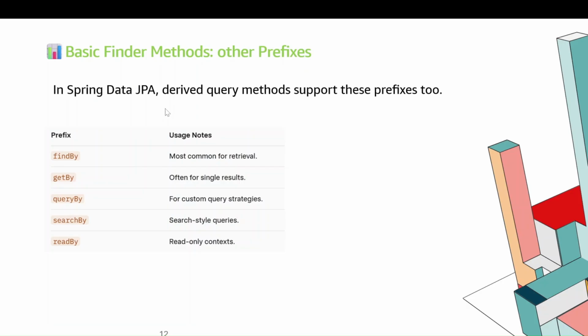And I got this question: are we going to use find by only for the query type? The answer is no. We may use get by, query by, search by, read by. So not only find by, you can use these query types to pull the data and deal with the finder methods. But the industry standard is that mostly people go with find by. So find by is mostly used, but you can use any one of these. You can use a combination of these also, no problem.